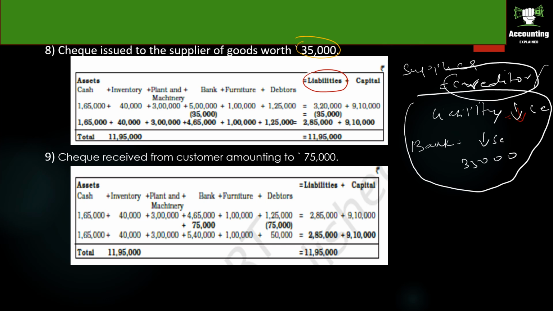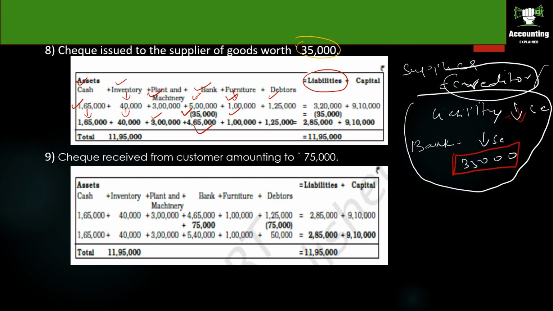Okay, let's see. So the closing balance is, cash from the previous transaction, 1,65,000 remains the same. Inventory is 40,000, remains the same. Plant and machinery is 3 lakhs, remains the same. Bank is 5 lakhs. What did we do here? We paid by bank 35,000. Since we paid, we are going to decrease bank by 35,000. It is now 4,65,000. Next, furniture is 1 lakh.